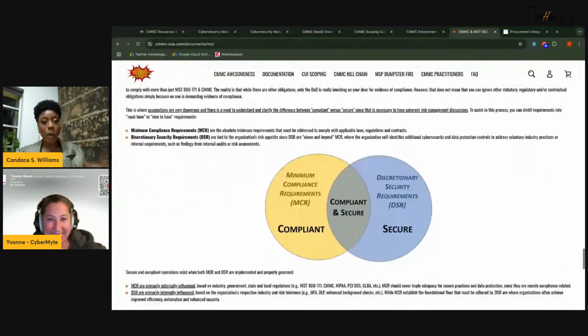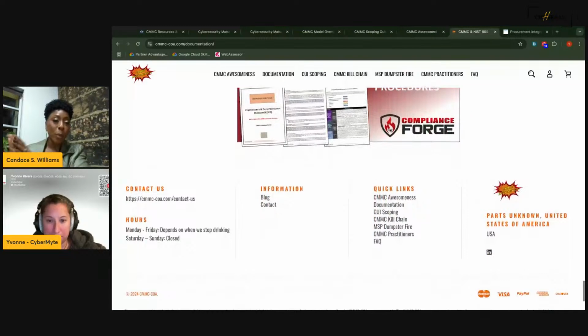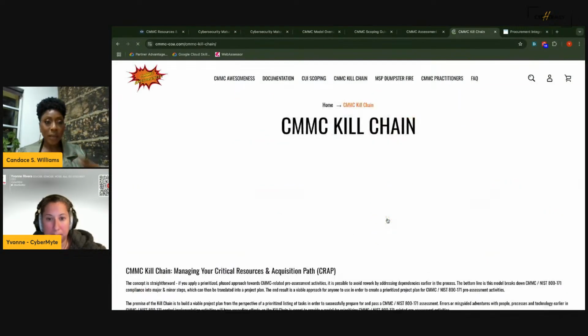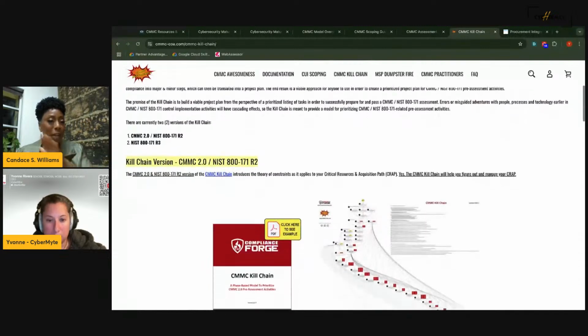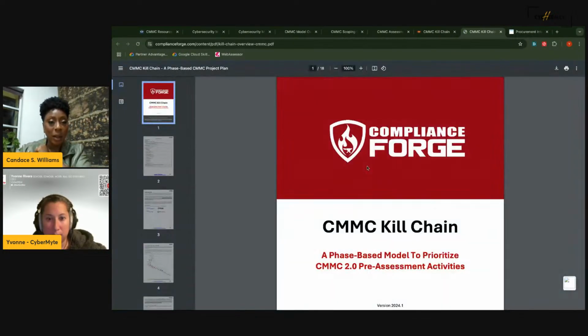Okay, so this will help with the scoping aspect. So once you're done with this, whether it's the document formerly from the CMMC CIO website or this, you'll get scoped, and you're good to move on to the next step. So, yeah, I like that a lot.